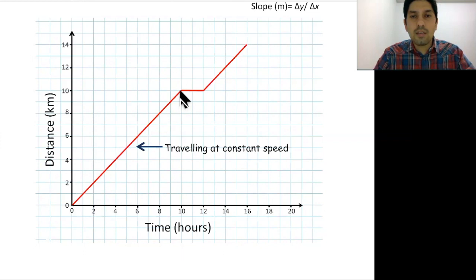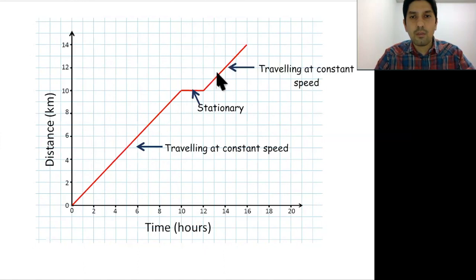The horizontal lines in a distance-time graph represent stationary objects. As you can see, distance is not changing during this time period. From 10 to 12 hours, there is no distance change, so it is stationary. Again, you can see 10 to 14 kilometers has been traveled from 12 to 16 hours, so it is also constant speed.